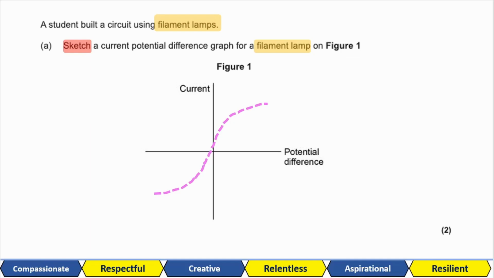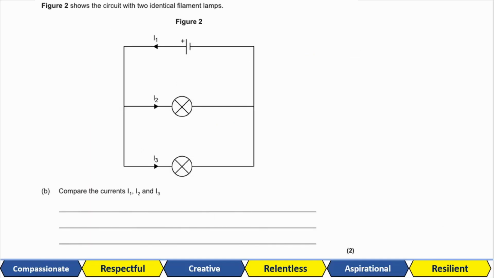The next question shows a circuit with 2 identical filament lamps. Compare the current for 1, 2 and 3. Do your thing.